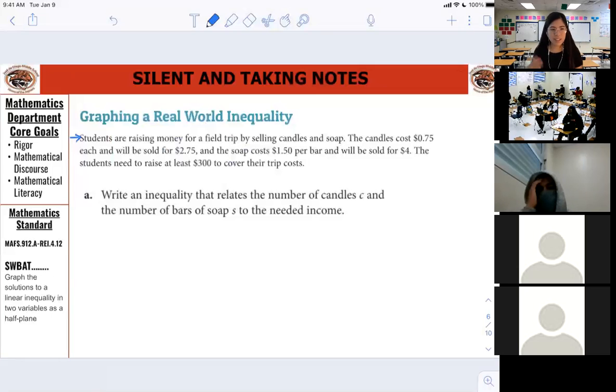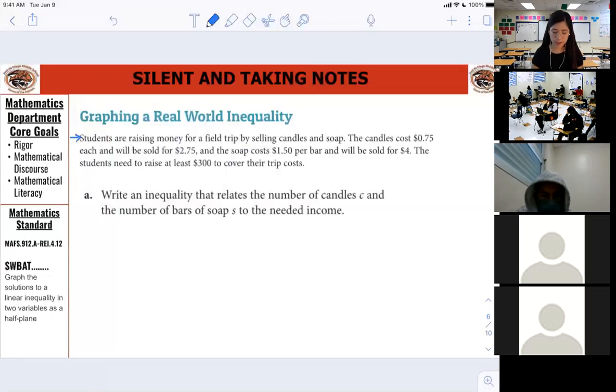So this is a little bit different. Why? How come this is a little bit different than the ones we've done before? Because we have sort of like these three variables. Yeah, there's a little bit more going on. They're not telling us just the price of candles and then just the price of soap. They're saying that the candles cost 75 cents, but then they're going to go and sell them for a higher price. Why would they be selling them for a higher price? To make more money. Yeah, because then they make a profit. They can make a profit, exactly.